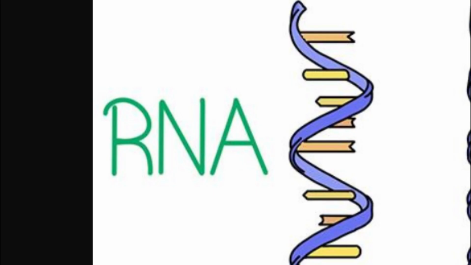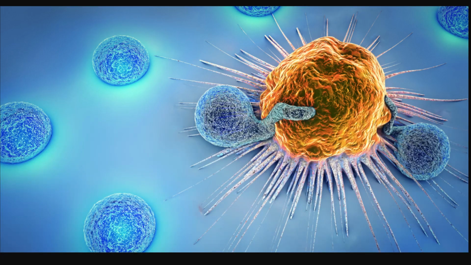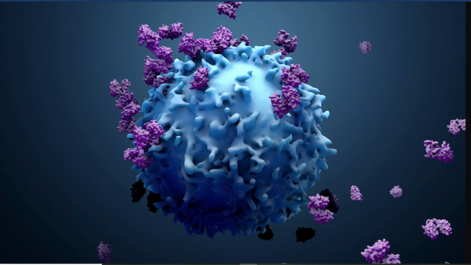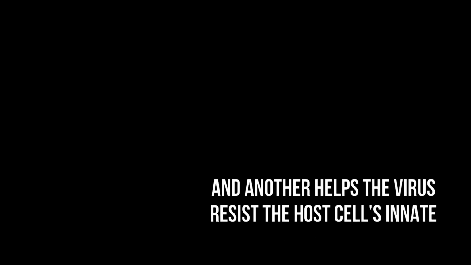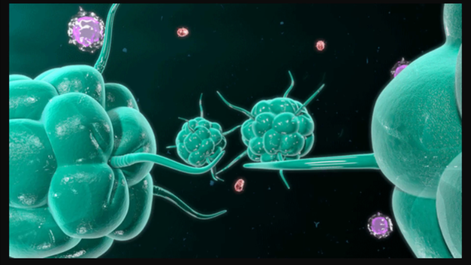Parts of the virus's RNA also code for proteins that stay in the host cell. At least three are known. One prevents the host cell from sending out signals to the immune system that it's under attack. Another encourages the host cell to release newly created virions. And another helps the virus resist the host cell's innate immunity.